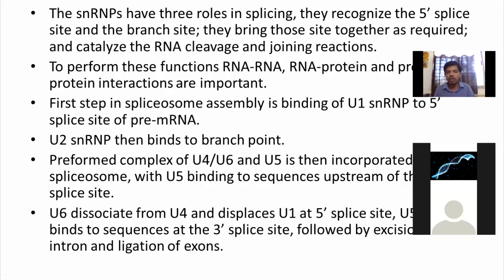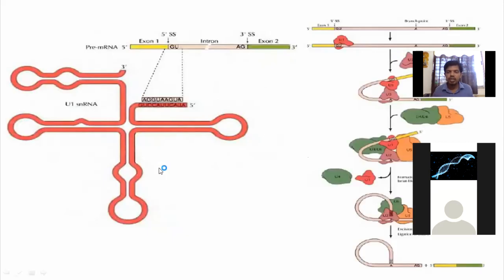The U6 and U5 are then incorporated in the spliceosome, and U5 RNA binds to sequences upstream of the splice site region. Then U6 dissociates from U4 and displaces U1 at the 5' splice site. So here, this one was U1, and then U2. U1 was attached at the 5' splice site, and U2 was present at the branch point, and the remaining RNAs, U4, U5, and U6, assemble and form the complex that is called the spliceosome complex, or the machinery.